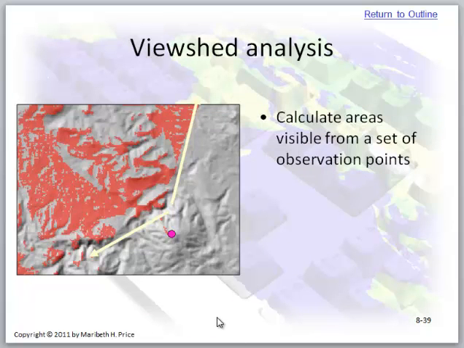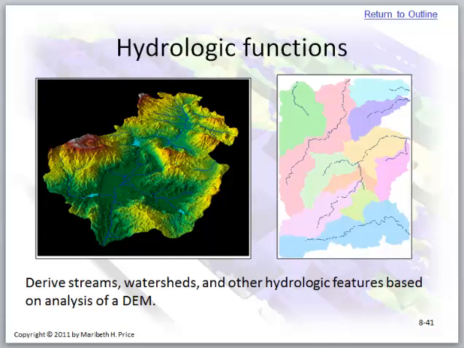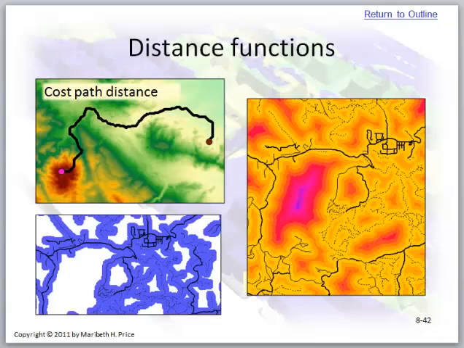And here's a viewshed analysis. It calculates areas that are visible from a set of observation points. So what can be viewed? This is a repeat slide, a cut and fill on a site. Some hydrologic functions to create streams, watersheds, and other hydrologic features based on the analysis of a DEM, digital elevation model. You must get a very, very accurate DEM to create your watersheds or your stream layers. And even then you'll have to go in to edit some data.